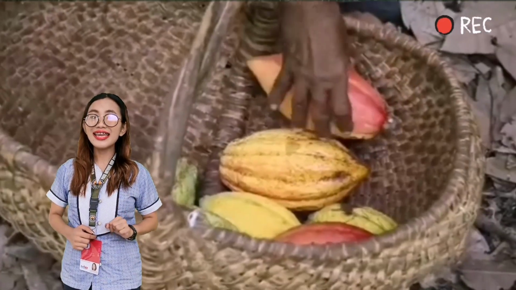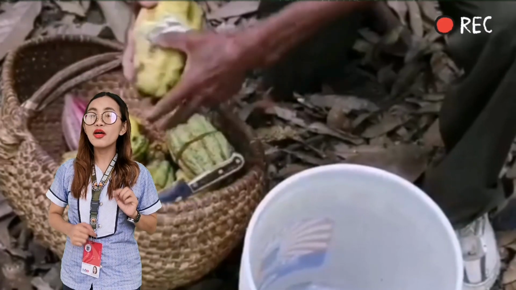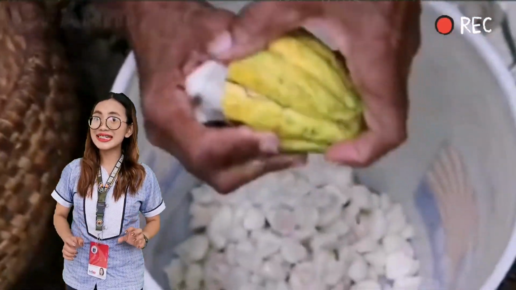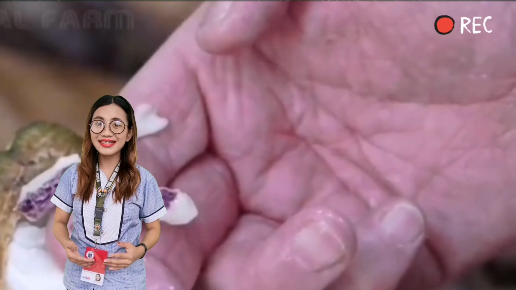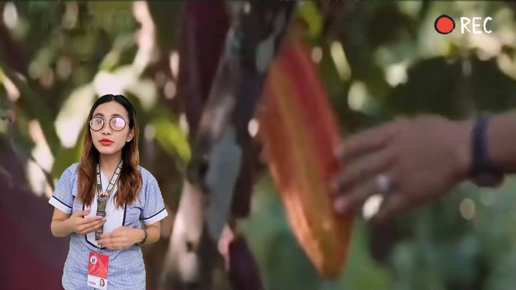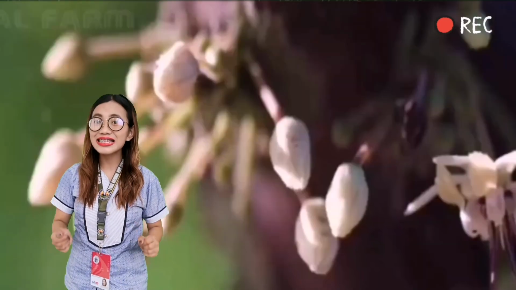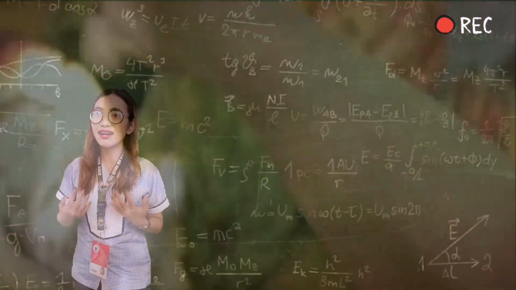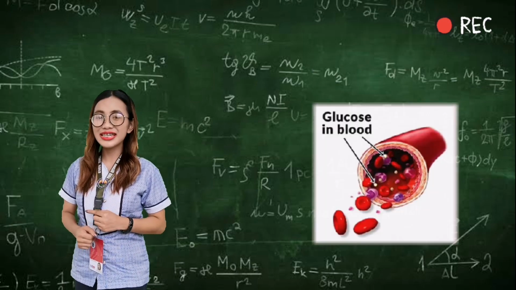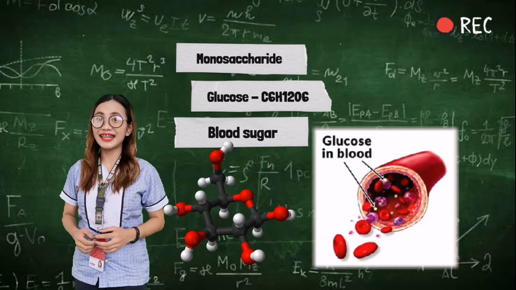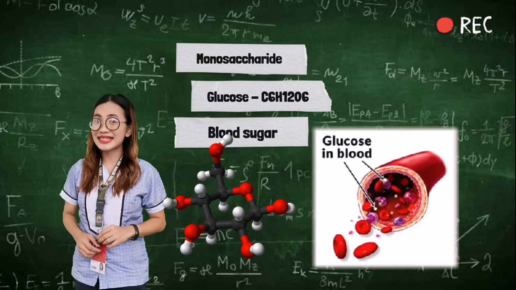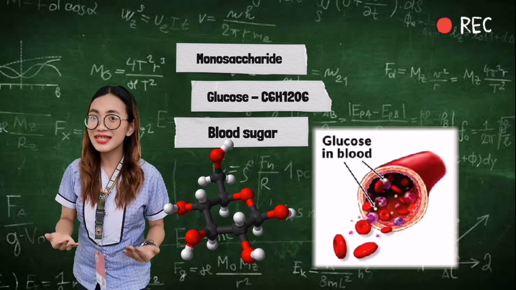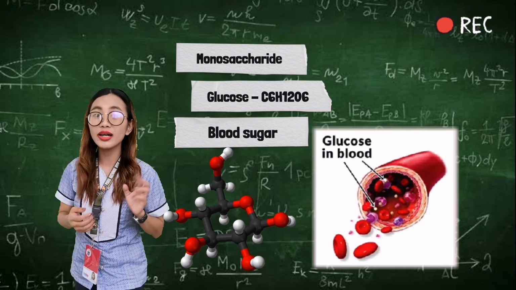This sugar is a product from the process of photosynthesis because the ingredients that are used in making chocolate come from a plant. Plants produce glucose as the main product. On our last video, glucose is an example of monosaccharide. C6H12O6. Glucose is also known as blood sugar.